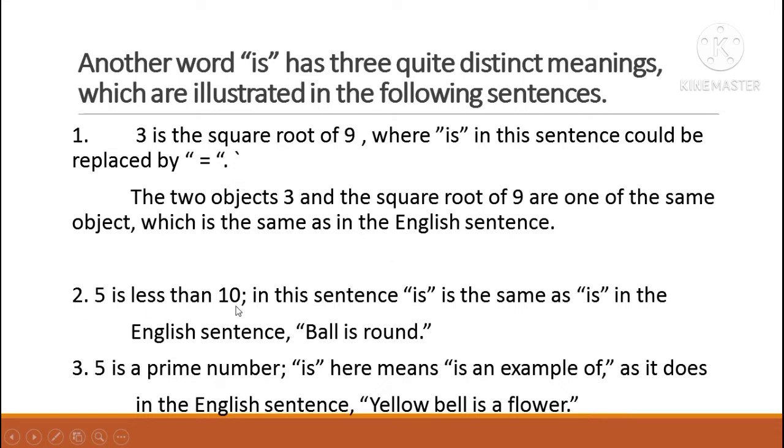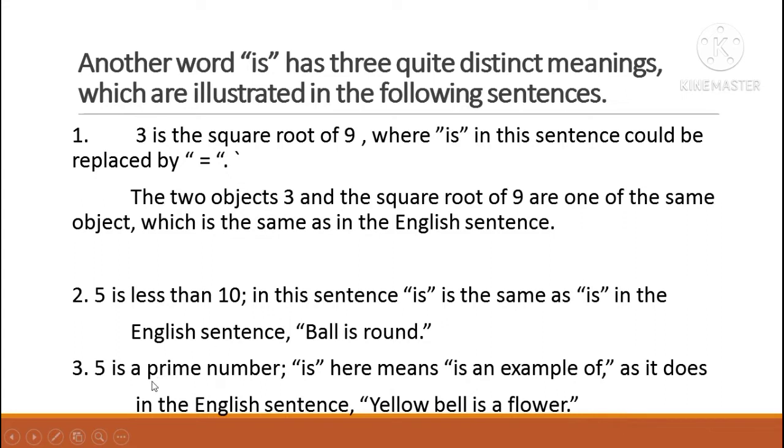Number 2, example: 5 is less than 10. Remember, 5 is less than 10. In the sentence, "is" is the same as "is" in the English sentence: "Ball is round." Okay? Naintindihan?